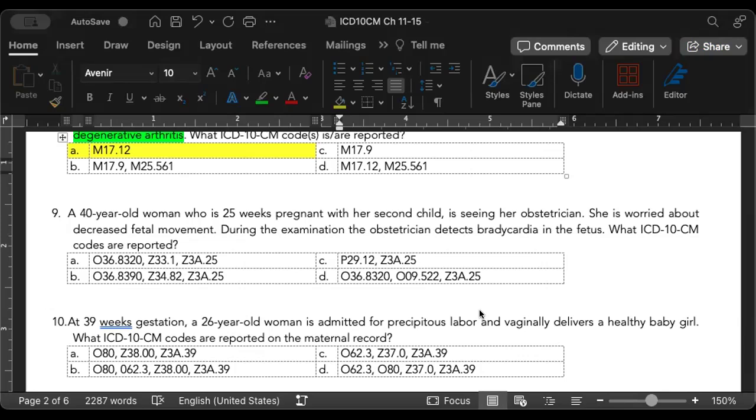Yep, our second trimester. So then that gives us so far O36.832. And then flipping back to the beginning of our O36 category, our 7th character should be what?